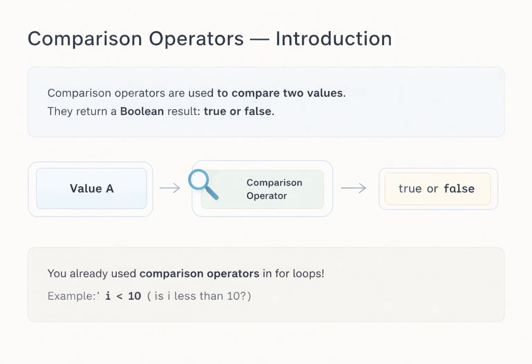The third type of operator we're introducing today is the comparison operator. Comparison operators are used when you need to compare two values against each other. The result of a comparison is always a Boolean, meaning it's either true or false.